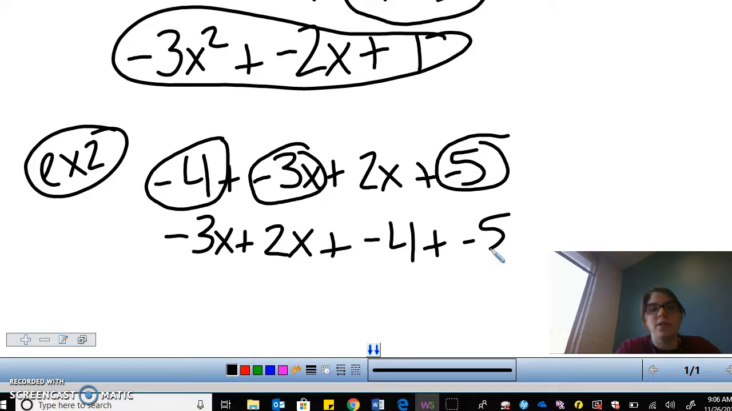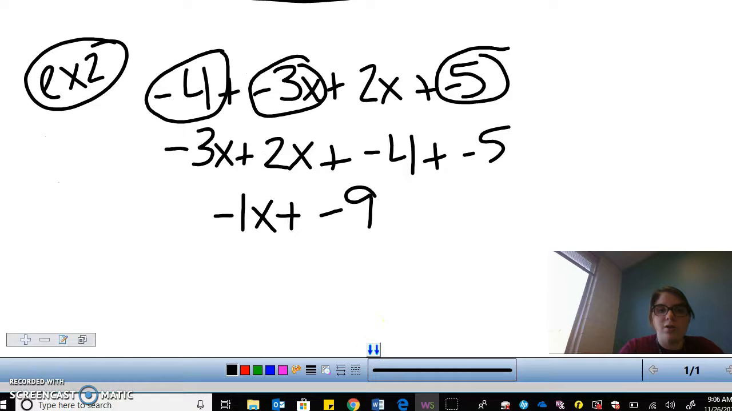Okay. Well, I can only add like terms, so I'm first going to look at my x's. Think of your algebra tiles. So I have negative 3x plus 2x. So those are different signs, so I'm going to subtract. So we're left with a negative 1x plus, these are the same signs over here, so I'm going to add negative 9. I could also write that as negative x plus negative 9. Either one of those works.